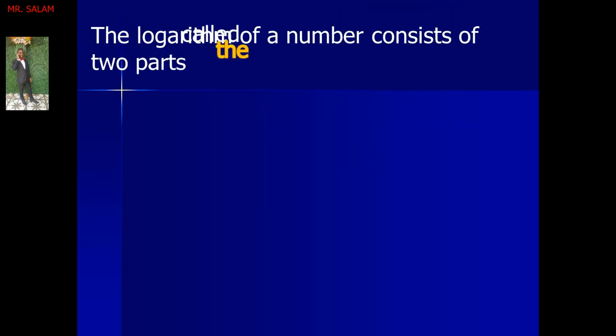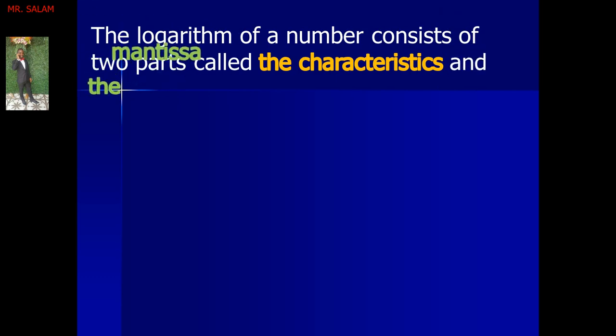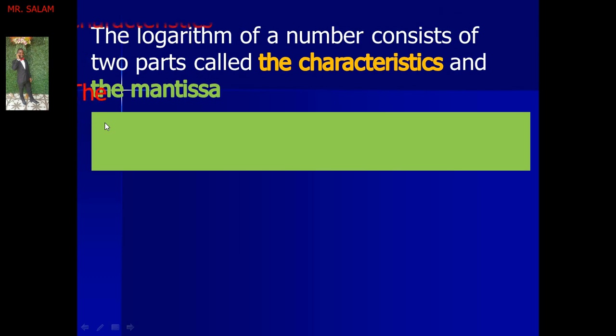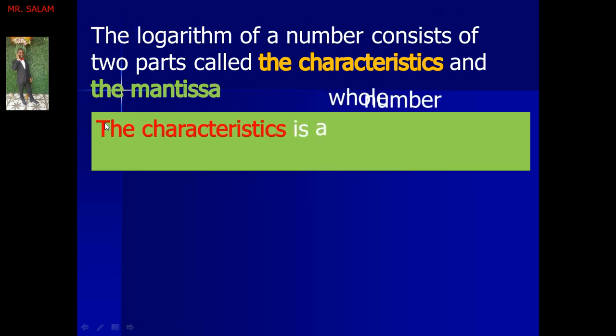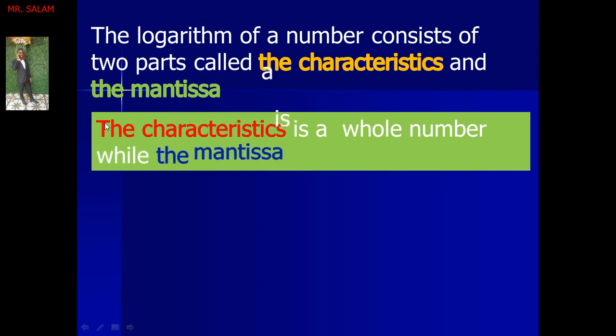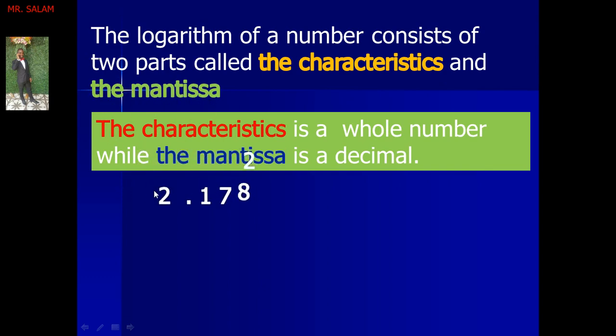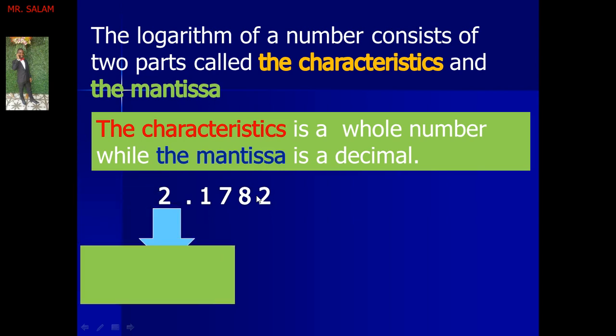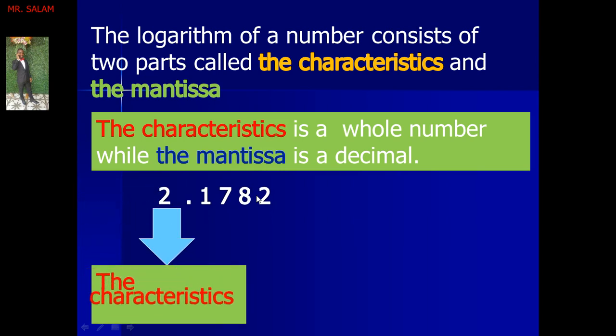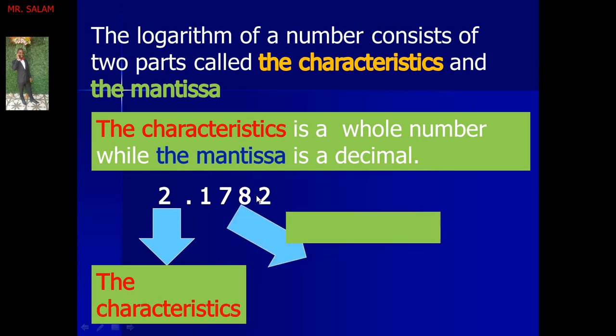Now the logarithm of a number consists of two parts called the characteristic and the mantissa. The characteristic is actually a whole number, while the mantissa is the decimal part of the logarithm. So look at this example. If the logarithm of a number is 2.1782, the number before the point, which is the whole number, is the characteristic, and the digits after the decimal point, which is 1782, is called the mantissa.